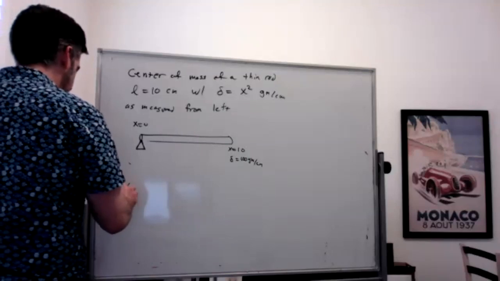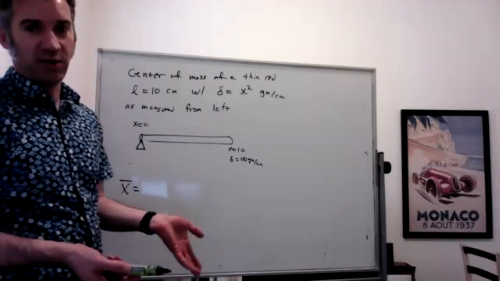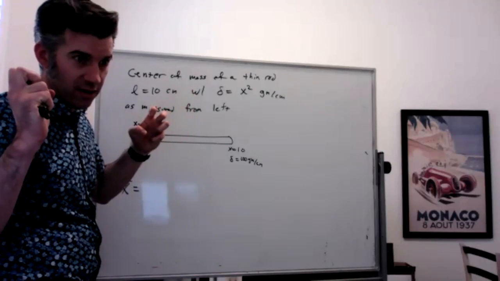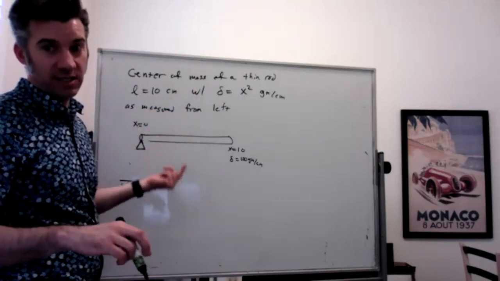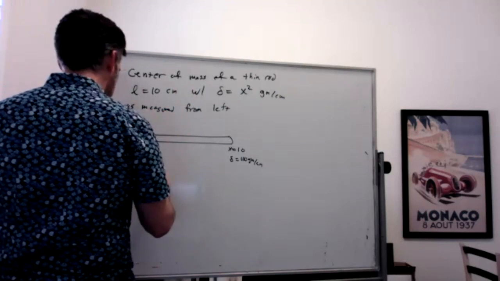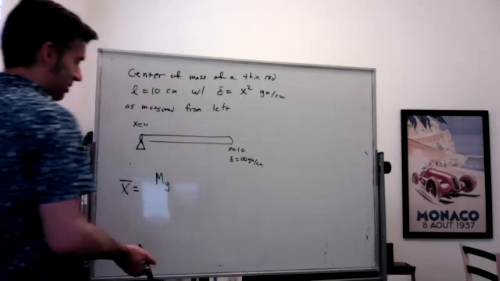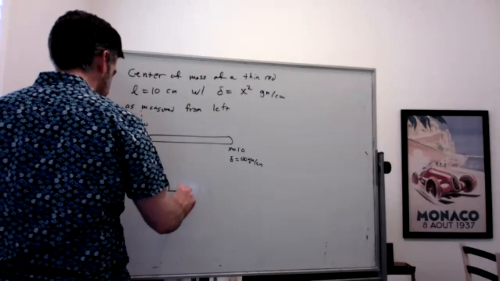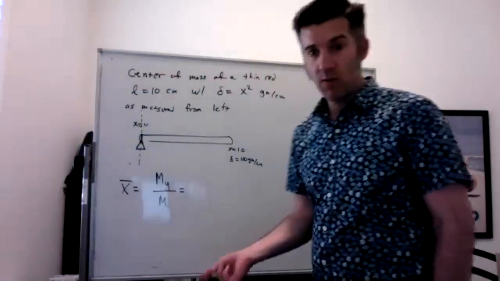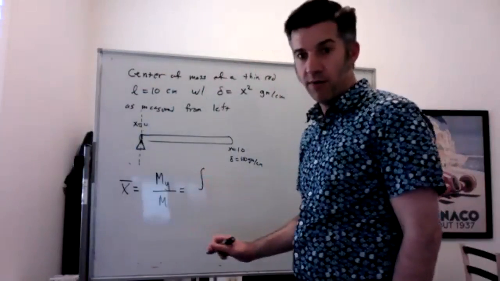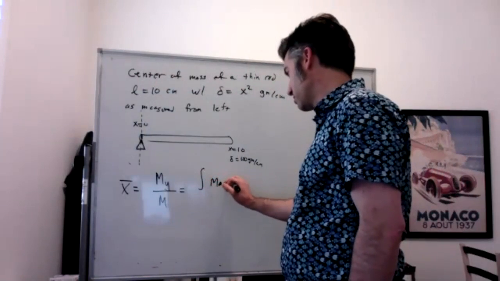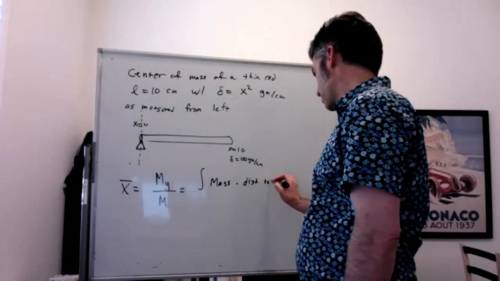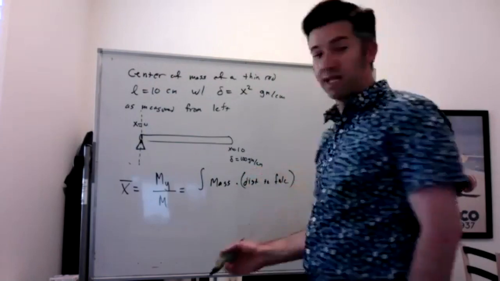So for the center of mass, I can't just add up the moments, so I have to integrate the final moment. I'm going to add up all of the masses times their distance to the fulcrum. So the moment, which I'm going to call my moment around the y-axis, divided by the total mass. The moment around the y-axis is just the integral of the mass times the distance of that mass to the fulcrum, or as I like to call it, the length of the lever arm.